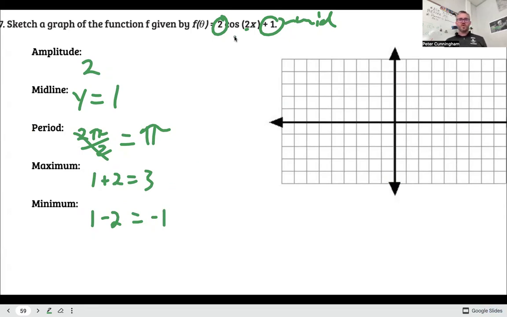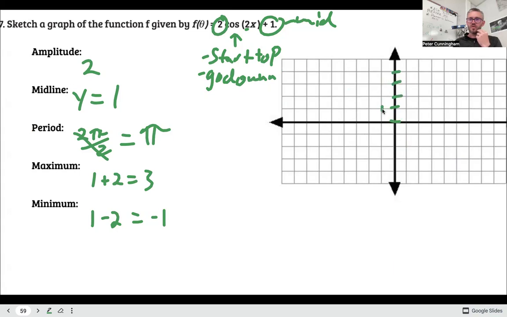Okay. This is a cosine wave. What do I know about cosine? Cosine starts at top. Start top, go down. All right, so we've got 1, 2, 3, 4, -1, -2, -4. It says start at the top, and I said that the top, aka the maximum, is 3. So go up to 3.